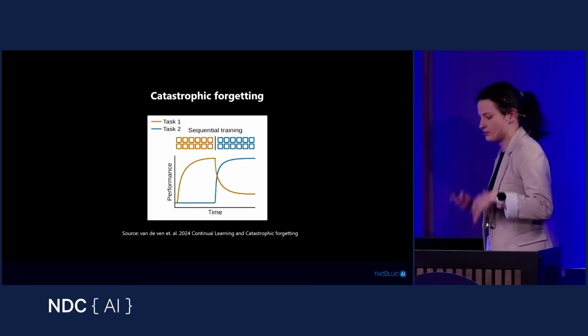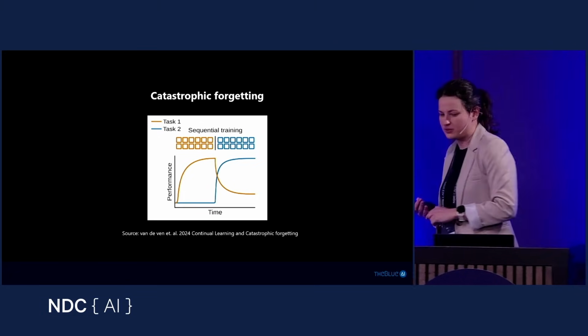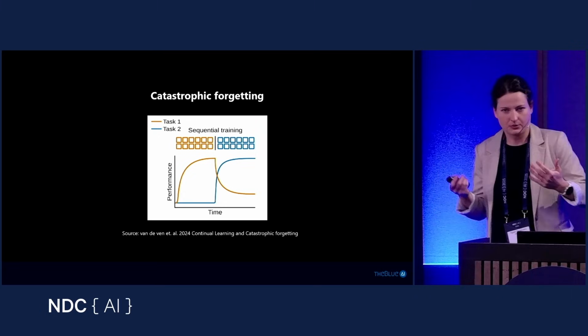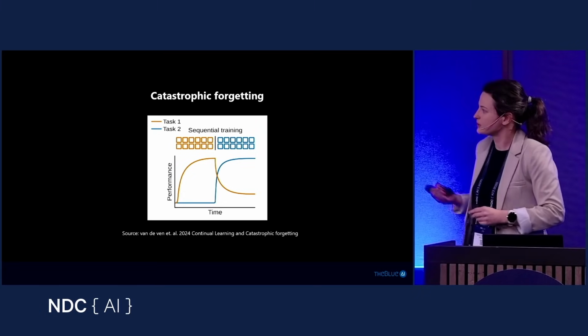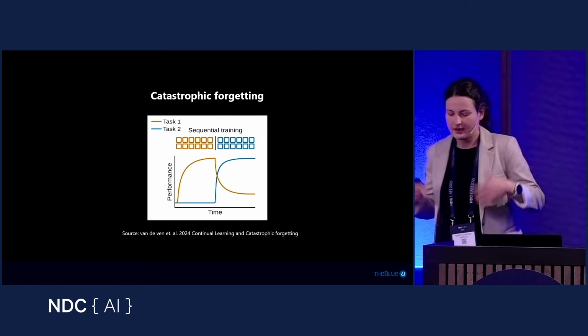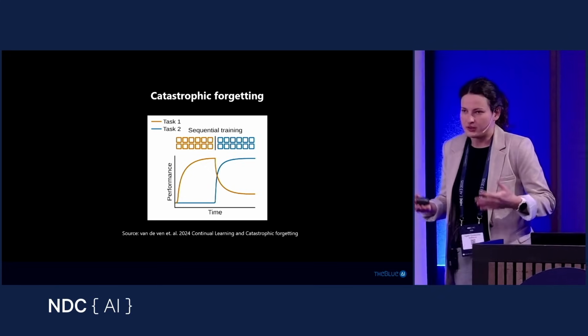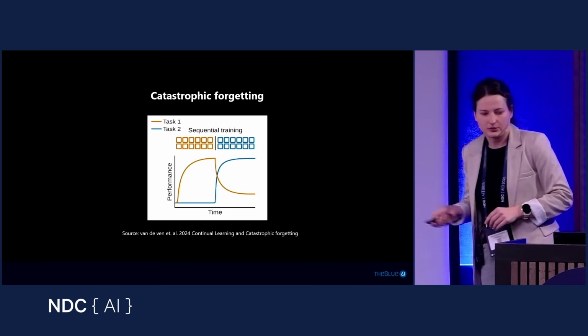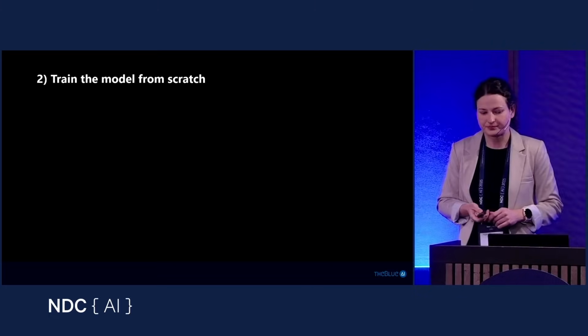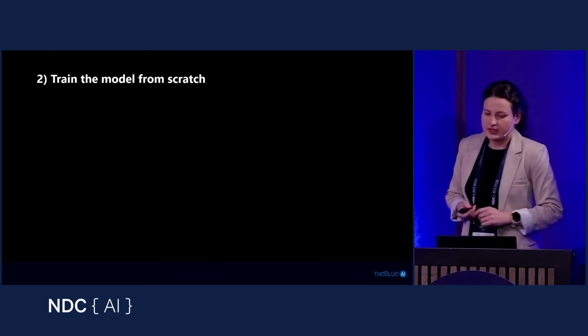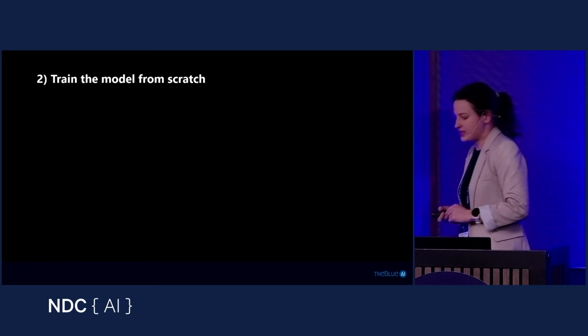And this is the most substantial problem here when we are dealing with sequential training, and this is the most important area that continual learning is trying to fight against. So let's come back to our example and what else we can do.